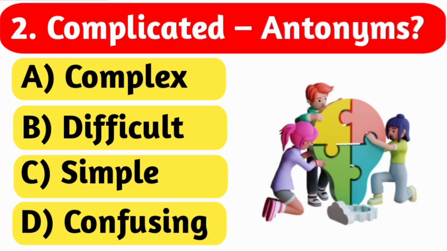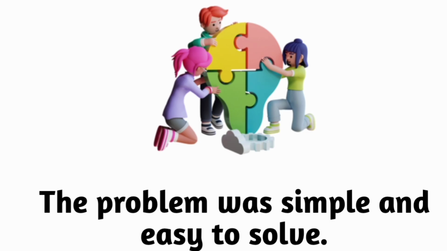Your second question is complicated antonyms. Your options are A. Complex, B. Difficult, C. Simple, D. Confusing. Your correct answer is option C. Simple. The problem was simple and easy to solve.